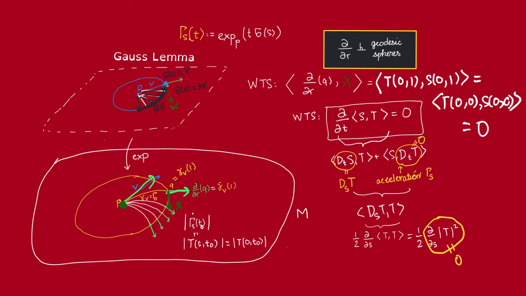We want to use Gauss' lemma in the proof of the fact that geodesics are locally length minimizing, but we will not use the full statement of Gauss' lemma. We will use a corollary. So in the next video, we're going to discuss that corollary.